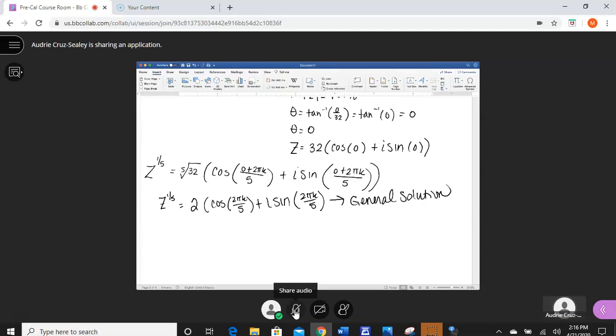So now what I could do, if I wanted to, is say, hey, what is your W sub 0, which is a particular solution? This is telling you, I want you to take your complex number and put 0 in for k. So it's W sub k, and I'm going to put 0 in for k. If I put 0 in for k, wouldn't I get 2 cosine of 0 plus i sine of 0? This would be a particular solution, if k is 0.